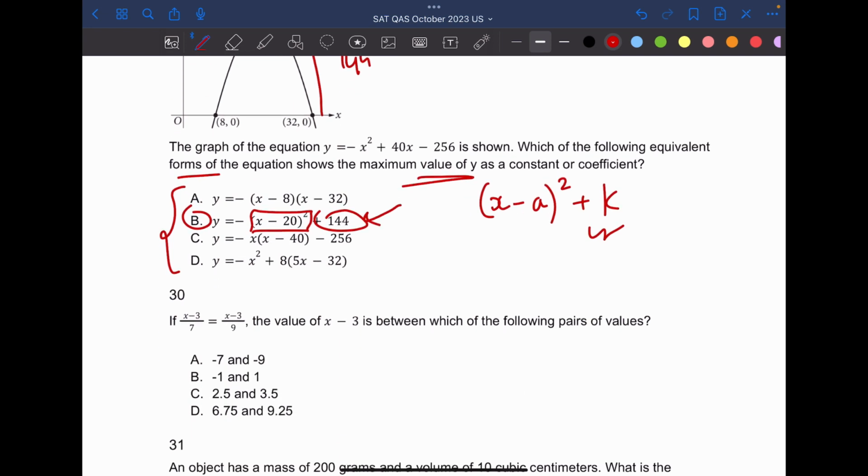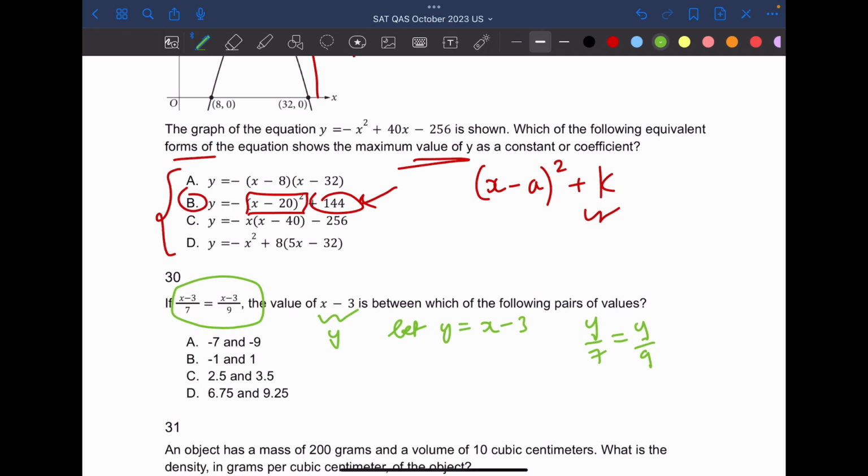Question number 30, it says, if (x minus 3)/7 is equal to (x minus 3)/9, the value of x minus 3 is between which of the following pairs of values? This one is very, very simple, because they try to confuse you on purpose by calling all this x minus 3. The trick is to convert this into another variable, let's say called y. If I let y equal x minus 3, I can replace the x minus 3's with y's. I'm going to get y over 7 is equal to y over 9.